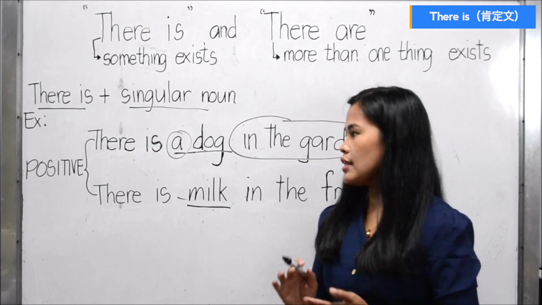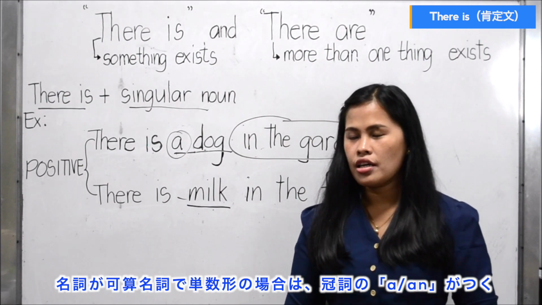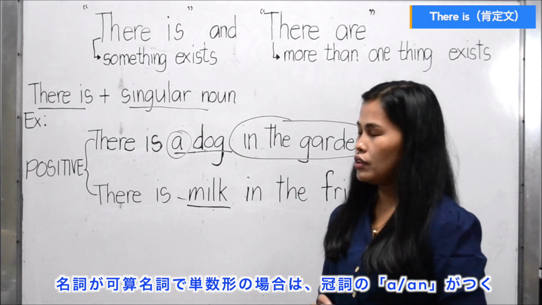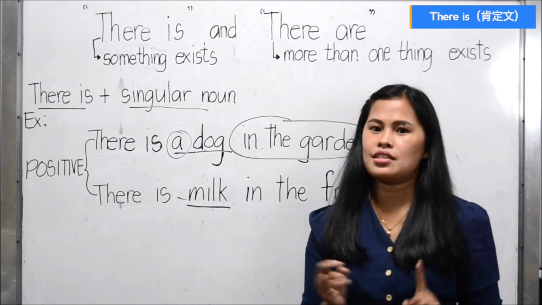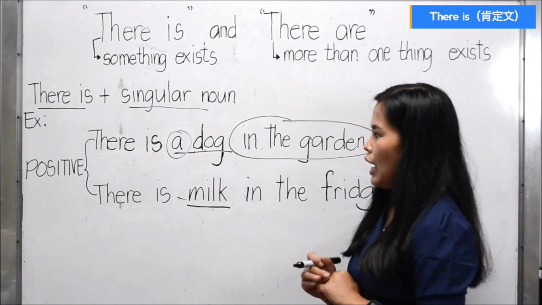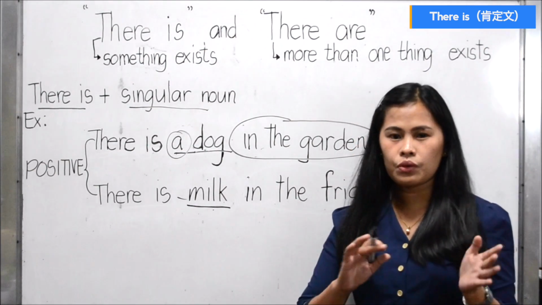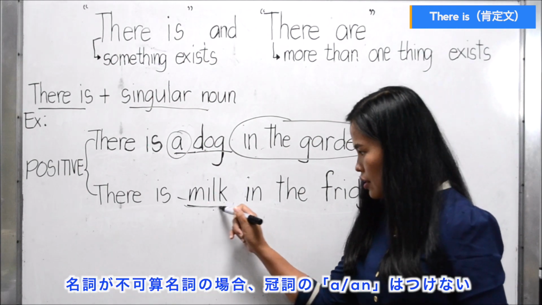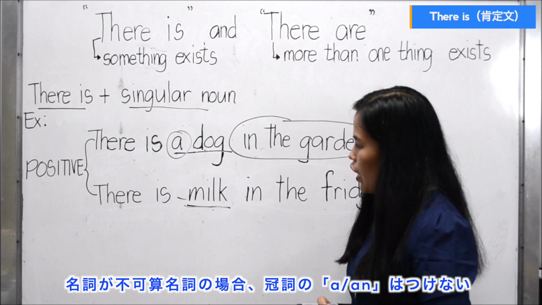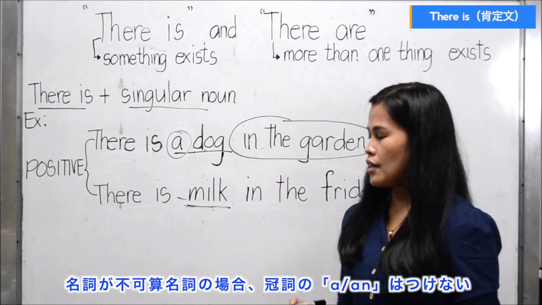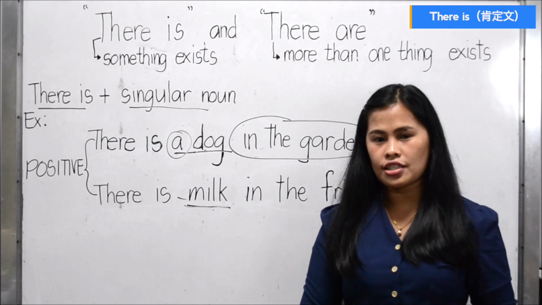If the noun is countable and it is singular, then we have to use articles a or an. For example, a cat, a book, a house. But if the noun is uncountable, just like milk, then we do not use an article. Other examples, we can say there is water, there is salt, there is sugar.